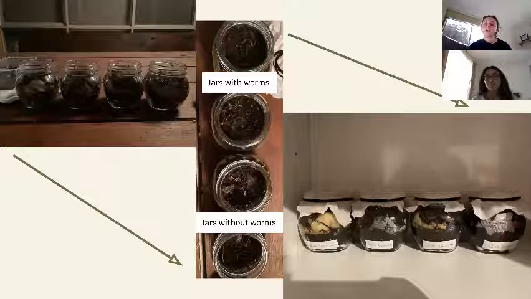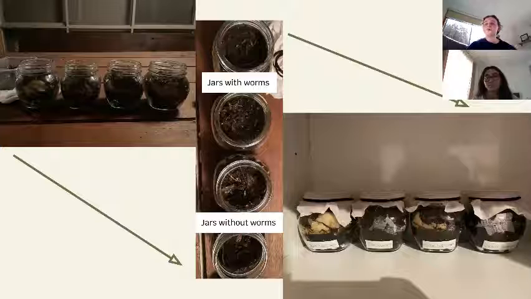Looking at why the jars are being kept in the same conditions, and once again looking at controls. And if this is a controlled variable, what other variables are being controlled in the experiment? What are the variables that are changing?